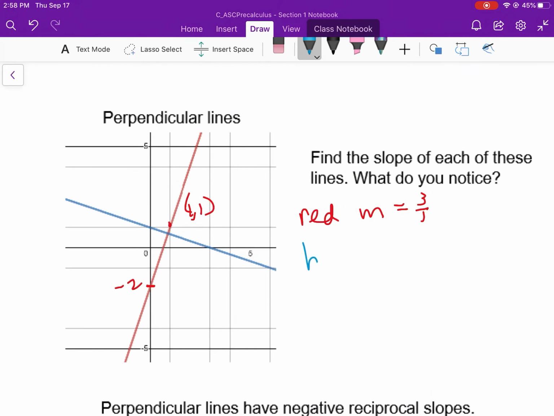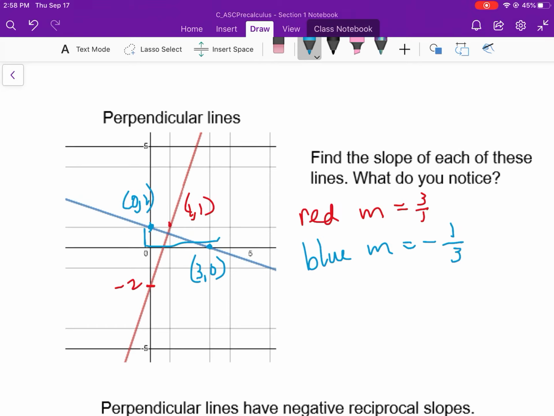So now the blue line, first of all, I know it's a negative slope because of the way it's sloping. So this point right here looks like it is 0, 1. And this point here looks like it is 3, 0. So that means I went down 1 and to the right 3. So down 1 to the right 3. So that slope is -1/3.